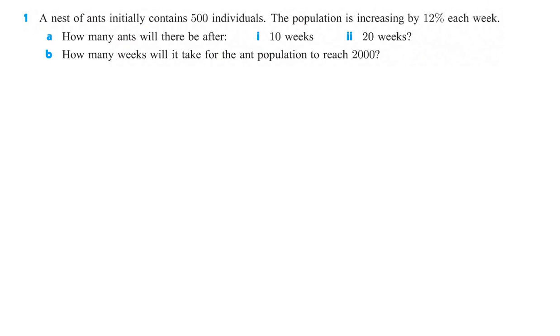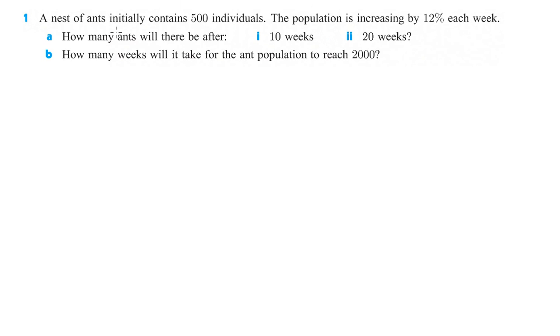I'm going to take you through some of the problems on the 5D assignment. We're going to start here with number 1. A nest of ants initially contains 5,000 individuals. Population is increasing by 12% each week. How many ants will there be after 10, 20, so forth and so on?